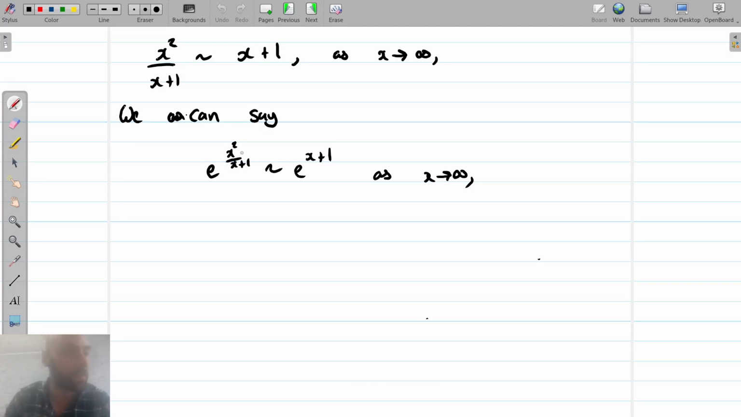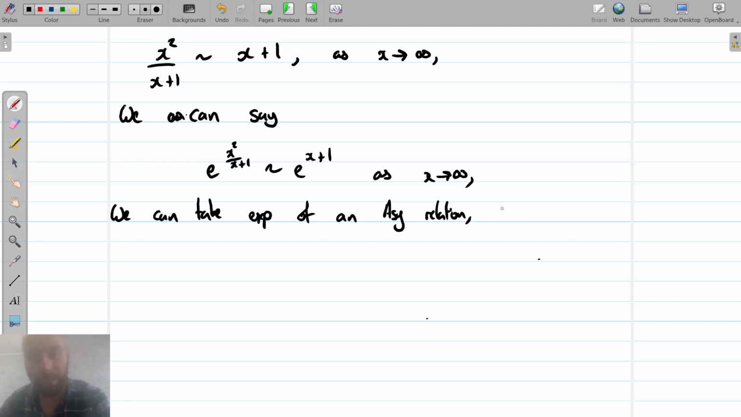But if we take the first two terms, then it does work. So maybe there's some sort of rule about taking the first two terms. Well, not quite that, but the rule basically says we can take exp of an asymptotic relation. So this could be an asymptotic series expansion if the leftover terms tend to 0 in the limit.